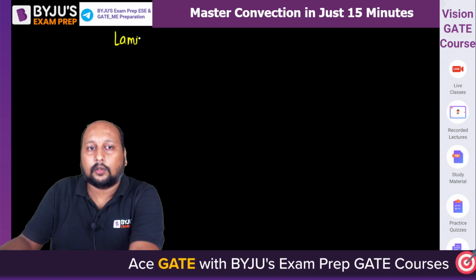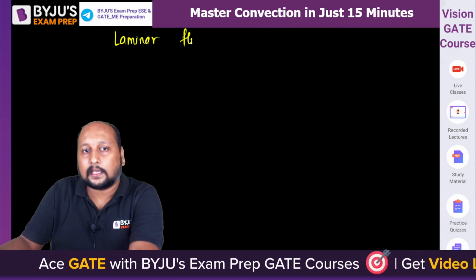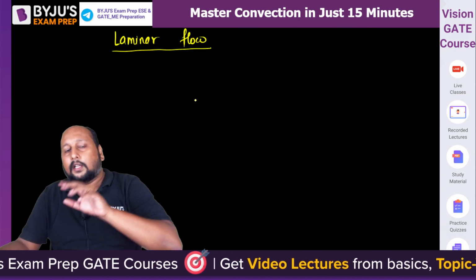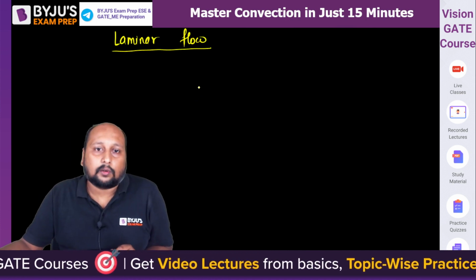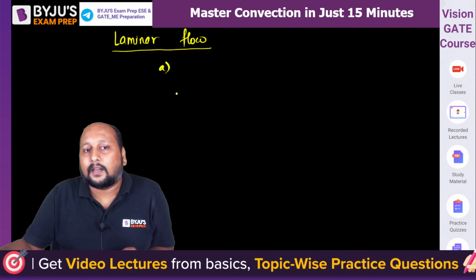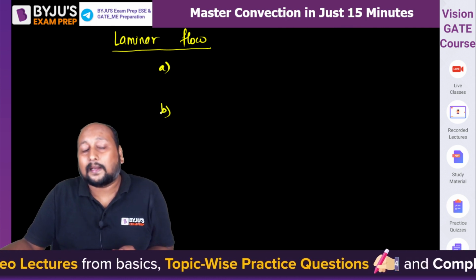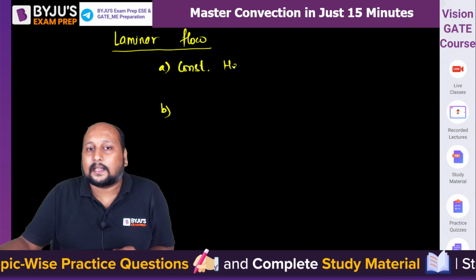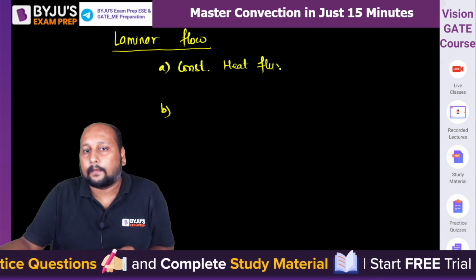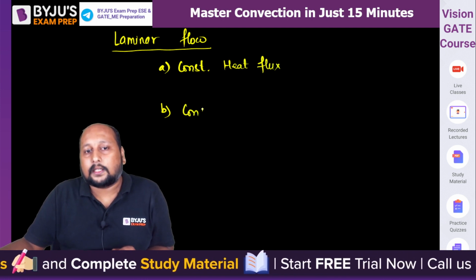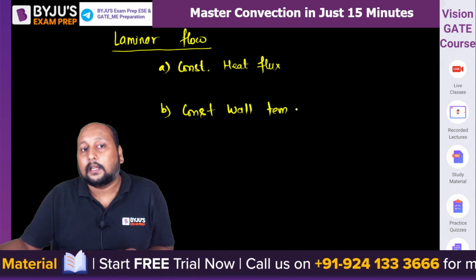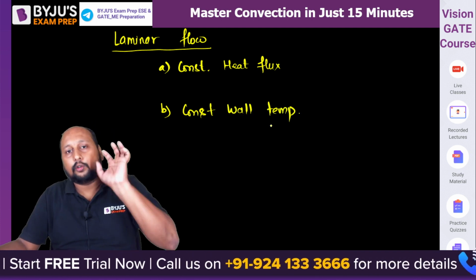Now let us talk about the laminar flow for flow through pipe. Let us talk about the laminar flow analysis for internal flow, that is flow through pipe. Reynolds number is less than or equal to 2300. Under this laminar flow, there are two subdivisions or two sub cases that we have to understand: constant heat flux condition, and second is constant wall temperature. This is under the laminar flow for flow through pipe.